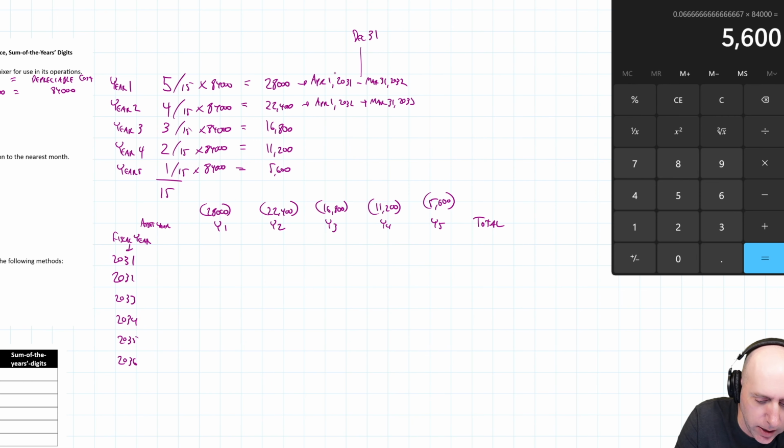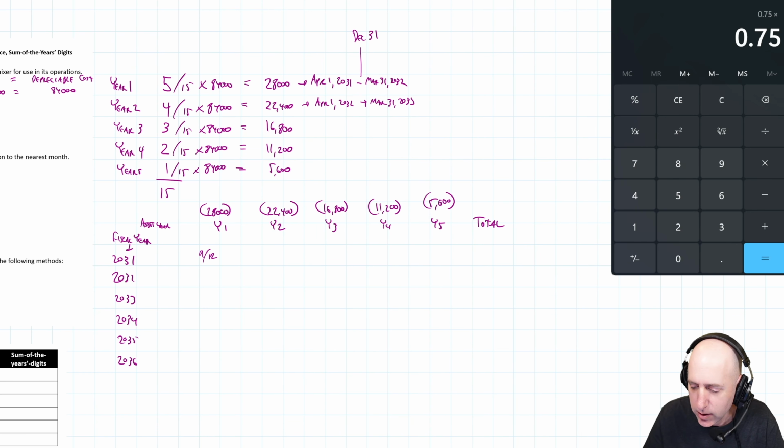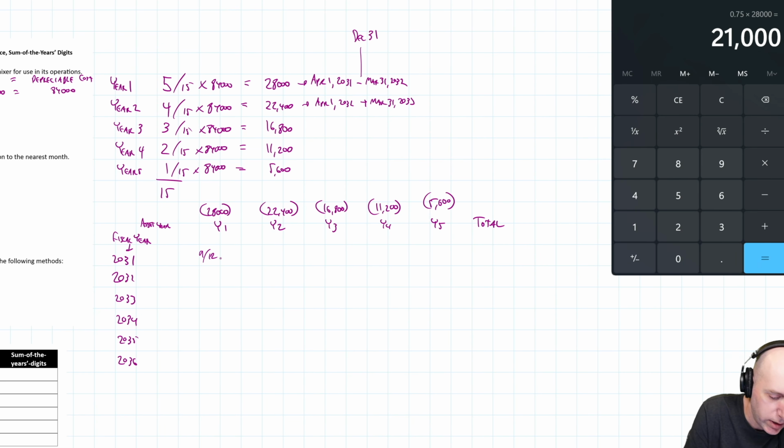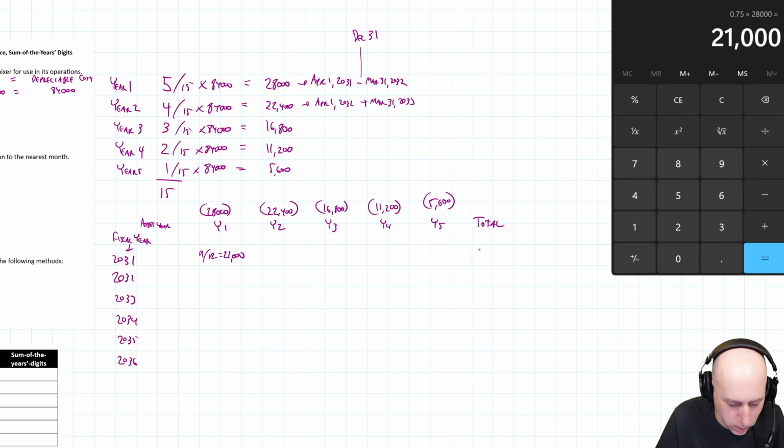So in fiscal 2031, how much of this year one depreciation happened in fiscal 2031? And the answer is, well, April to December, 9/12. So I'm going to take 9/12 of this 28,000. So I go 9 divided by 12 times 28,000. 21,000. Okay, that's easy enough. Did anything else happen in 2031? Did I get any of year two ownership? And the answer is no. In 2031, year two started April 1st, 2032, ran to March 31st, 2033. None of that happened in 2031. So that's it for 2031. So we're done. 2031. Total is 21,000.